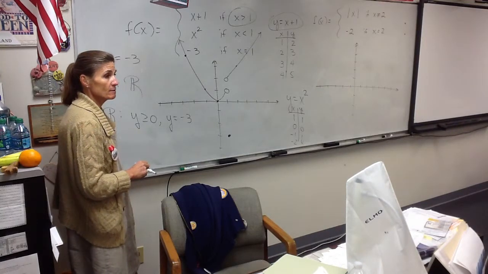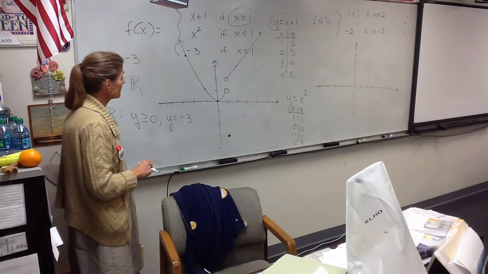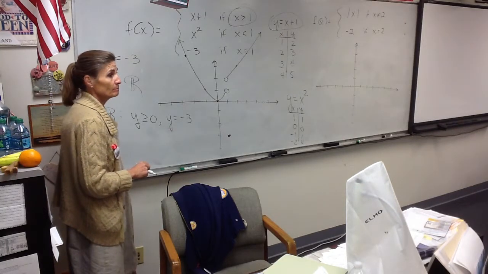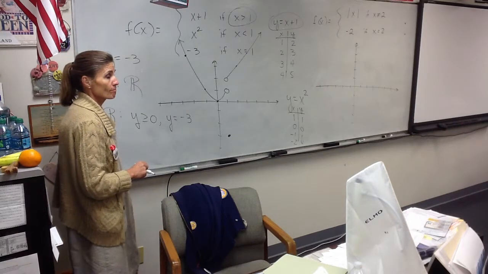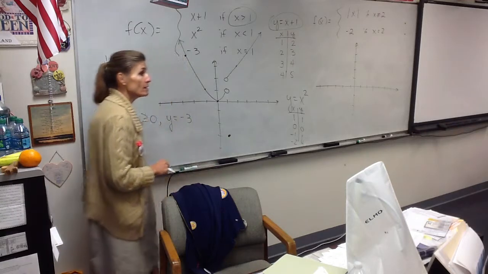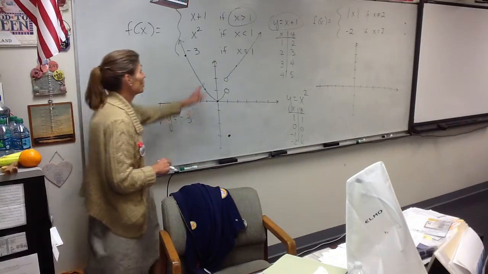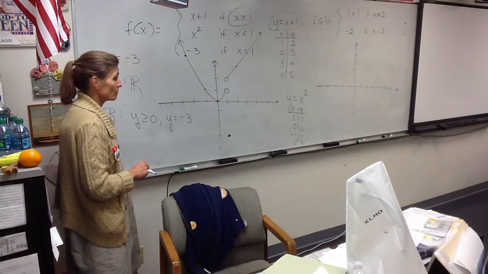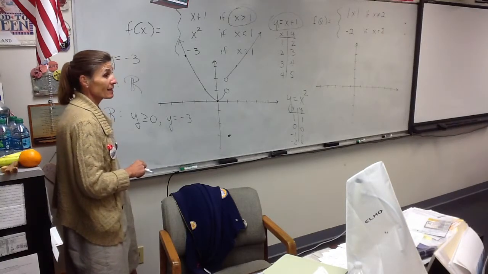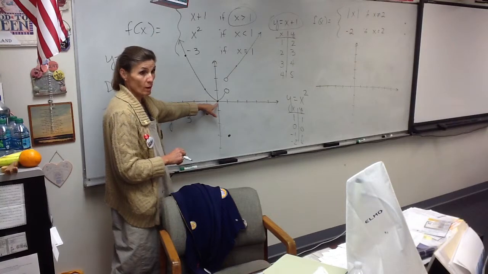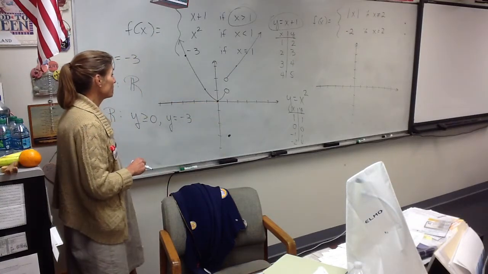Continuous or not continuous? Definitely not continuous, right? We had to draw it in pieces. Bounded? Below where? Where's it bounded below? -3. Bounded above? No, the line and the parabola both shoot up. What's some of our other vocabulary? Do we have any x-intercepts in this picture? Yeah, 0, 0, which is also the y-intercept. Serves double duty.